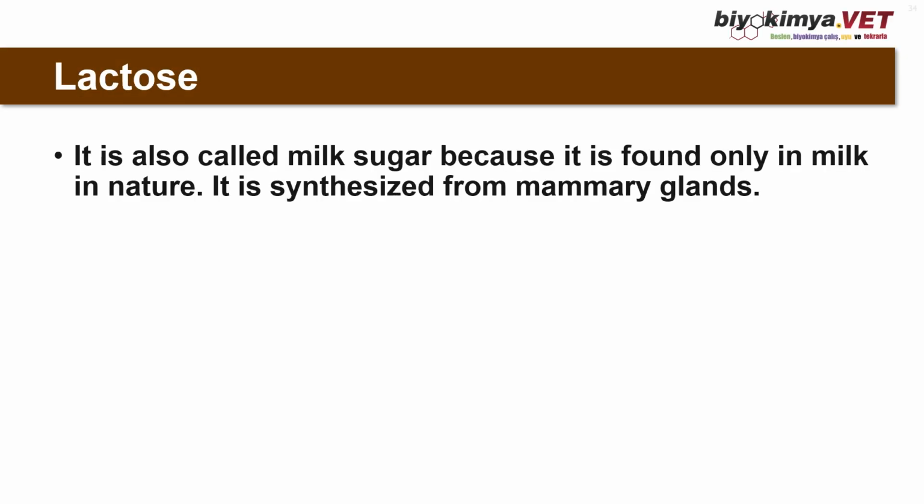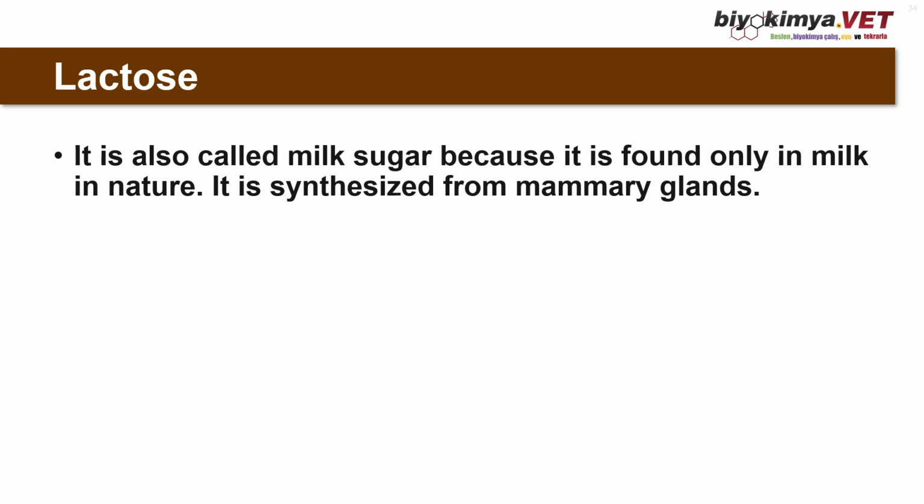Lactose. It is also called milk sugar because it is found only in milk in nature. This means it is synthesized from mammary glands. If too much lactose is produced or milk is not expressed fast enough, it passes into the bloodstream. The organism cannot use the unhydrolyzed disaccharide. This is general for all disaccharides and also for lactose. And unused lactose is excreted in the urine. This is called lactosiuria. It is found in milk at a rate of 5%.